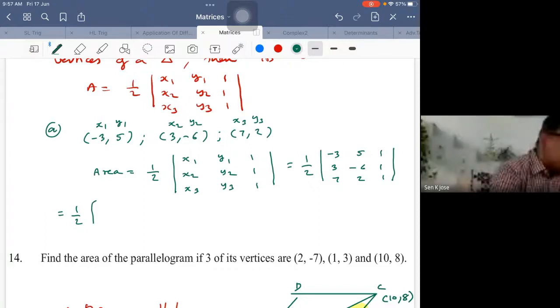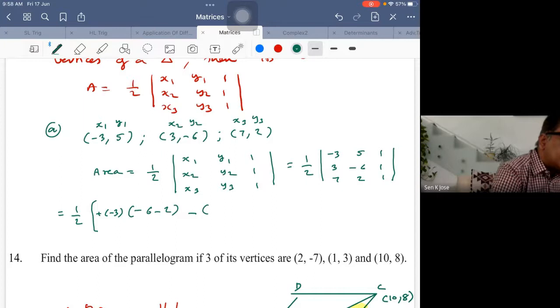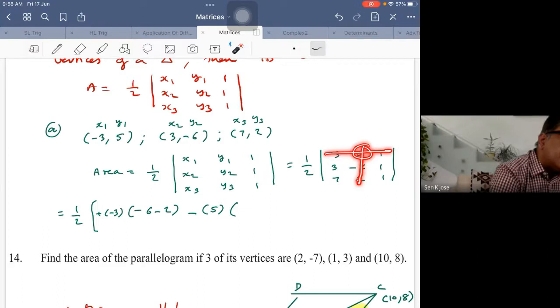Half into, we start expanding. The first element is position sign is plus, but the element is -3 into its minor. This time I'm going to just visualize the minor. That's my minor. So I will cross multiply, which is -6 minus 2. Minus, the next element is 5 into its minor. I will just visualize the minor. The minor of it is, this is the element, delete the row and the column it contains, cross multiply 3 into 1, 3 minus 7.